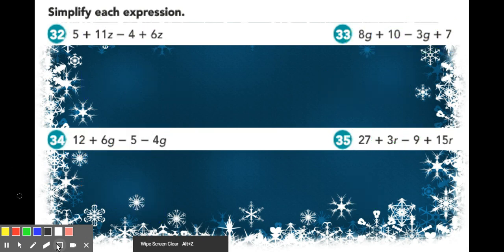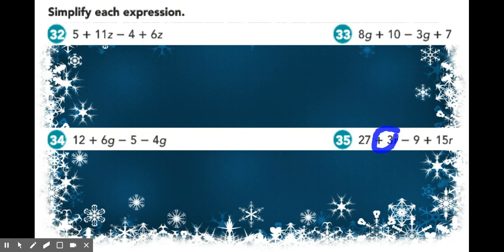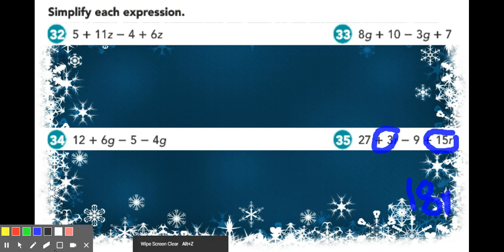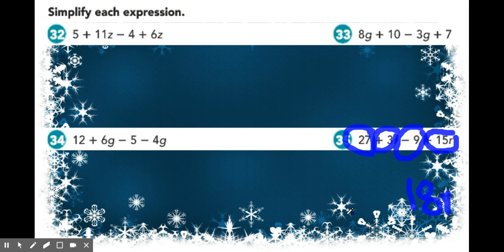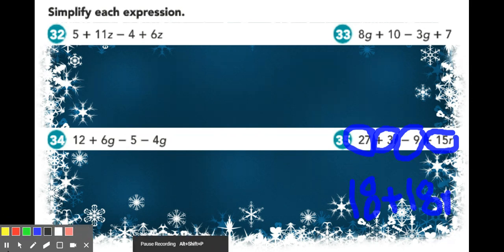And then I have, sorry, I couldn't see anymore. I have a positive 3r plus 15r, I'm sorry. So that gives me a 18r. And then here we had these two. And that gave us an 18. So when this one is simplified, we have 18 plus 18r.